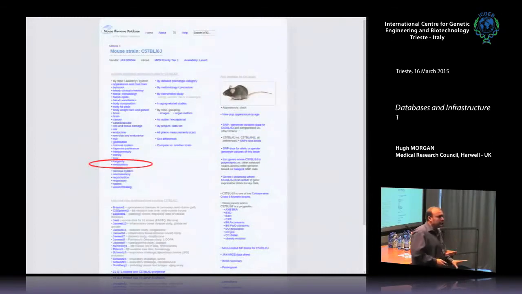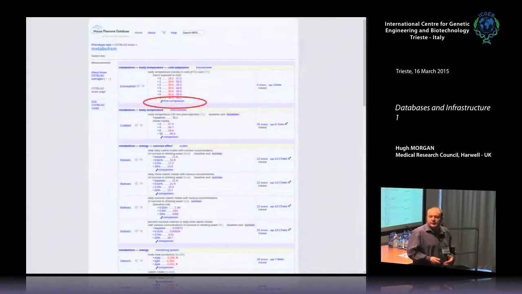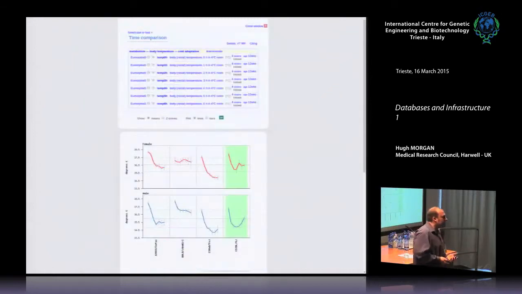Again, there's an awful lot here. I'm going to select metabolism. And again, a big list of various different metabolic tests for which there's data. In this case, I'm going to select body temperature to see how this particular mouse line responds to a cold environment relative to 3 others, and here we have a graphical display of that data.